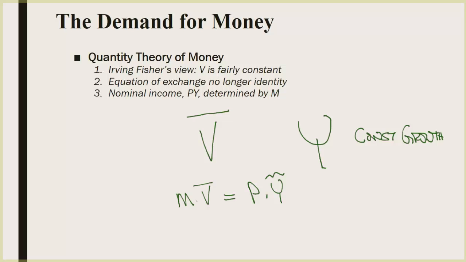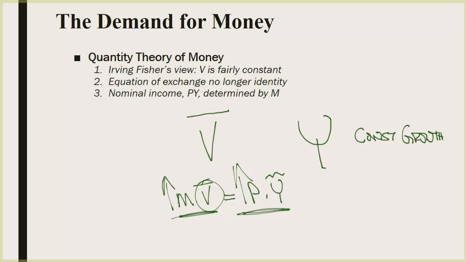So if M goes up, can V change? No, it's constant. Can Y change? No, it's growing at this constant rate. So what has to happen? P has to go up, and vice versa. So essentially, we can see that if V is constant, the only thing on the left-hand side of this equation to change is M. And so any change that happens in nominal income has to be attributable back to M.